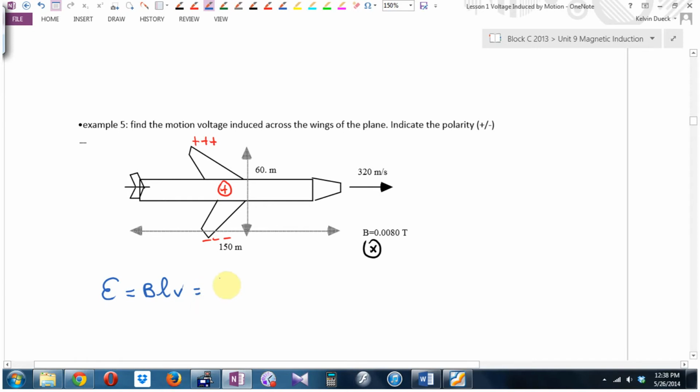Magnetic field, they said, is 0.008. Mr. Dueck, I thought you said the Earth's magnetic field was like 10 to the negative. This is up at altitude. The magnetic field up there is stronger, anyways, for what it's worth.